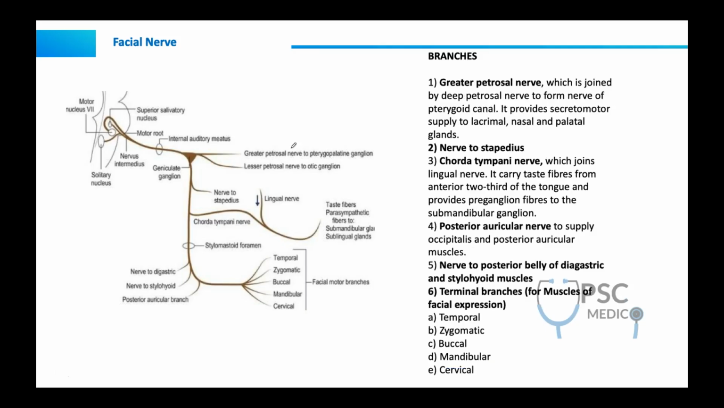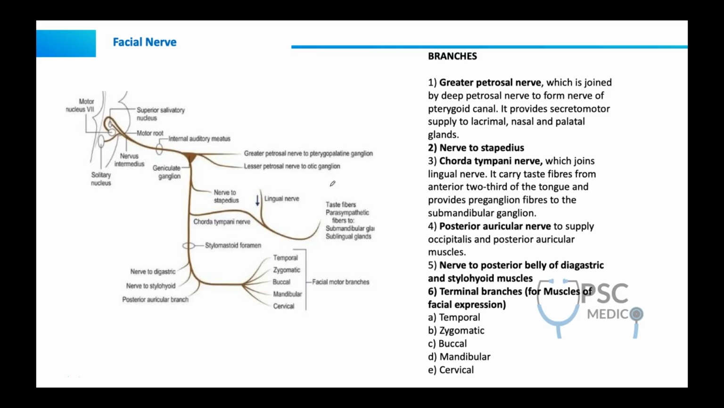So we have a greater petrosal nerve with the help of the image, which goes to the pterygopalatine ganglion. And this is a secretory motor too. Yes, even the lacrimal glands, nasal glands, and the palatal gland are also getting parasympathetic innervation with the help of a greater petrosal nerve from the facial nerve. We also have a lesser petrosal nerve, which is supplying the otic ganglion.